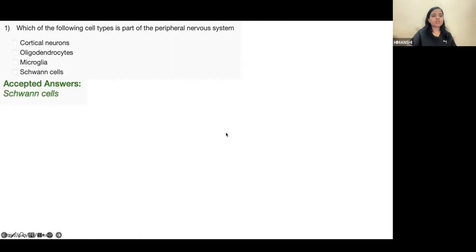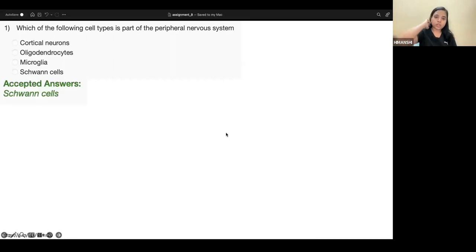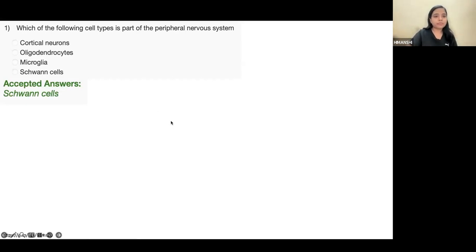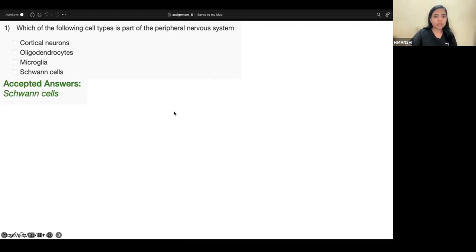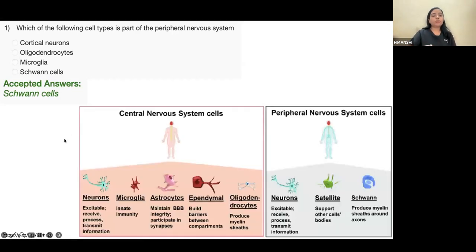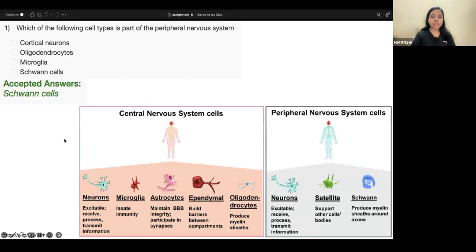You'll see the right answer. The right answer is Schwann cells. We are talking about the peripheral nervous system and not the central nervous system. So if you do not remember what are the cell types for the central nervous system and peripheral nervous system, this is a very basic classification and characterization of the cells which are present in the central nervous system and the peripheral nervous system.